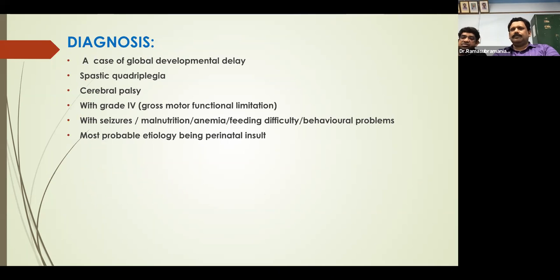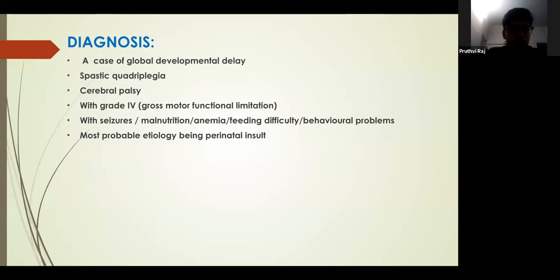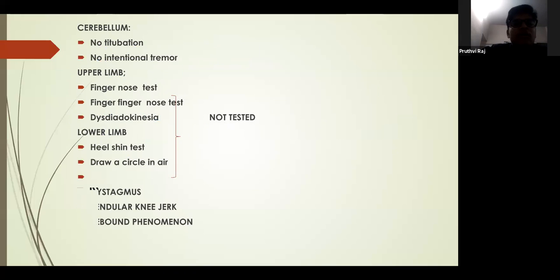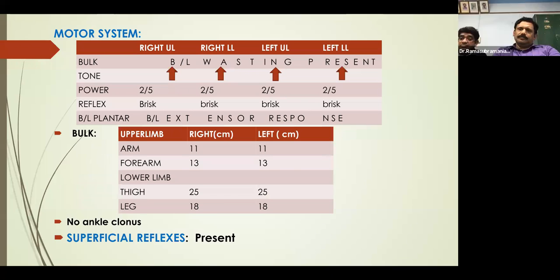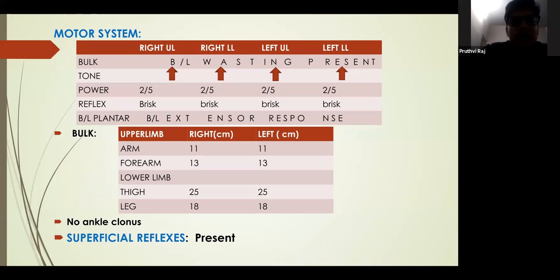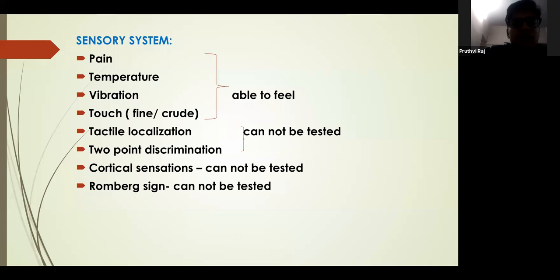Now you summarize your positive findings. Sir, in the motor system, there will be increased tone in all four limbs, sir. And there will be reduction in the power of all four limbs. The reflexes are brisk and bilateral extensor plantar is present, suggestive of an upper motor neuron lesion, sir. Okay.